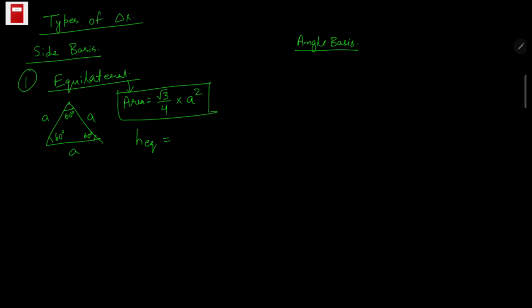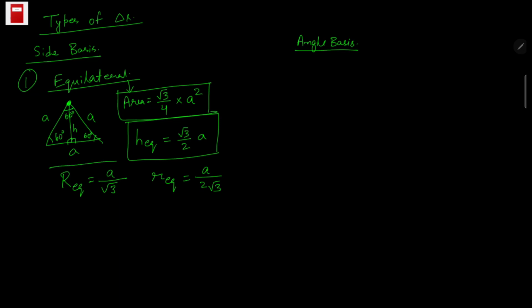What is the height of an equilateral triangle? Perpendicular from one vertex to the opposite side. This height is root 3 by 2 into the side. Okay. And similarly, the circumradius of an equilateral triangle is side divided by root 3, and the inradius of an equilateral triangle is side divided by 2 root 3.